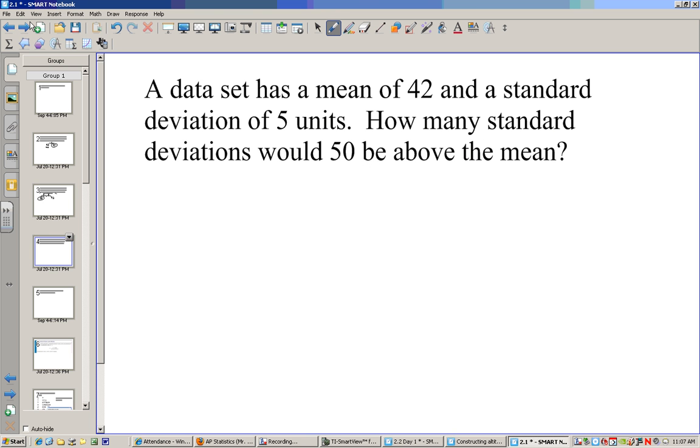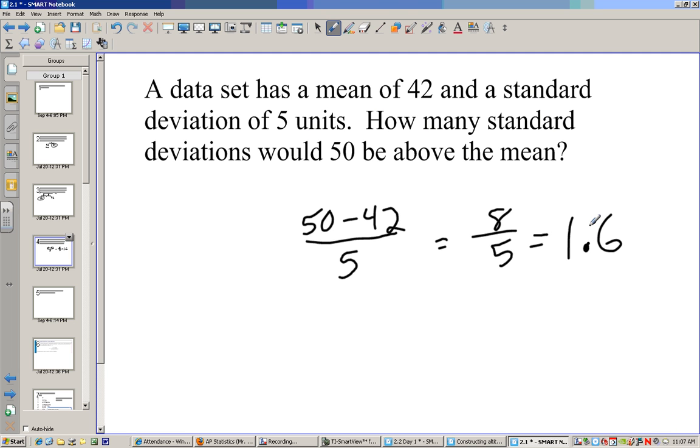Now here comes the trickier question. If I have data with a mean of 42 and a standard deviation of 5 units, how many standard deviations above the mean would 50 be? Well, let's see the distance. We're going to go from 50 down to 42. So that's going to be 8. And we're going to divide that by our standard deviation, which is 5. So that's 8 over 5, which is 1.6-ish? Actually, 1.6 exactly. So how I did this is I took my value, I subtracted the mean, and divided it by the standard deviation.